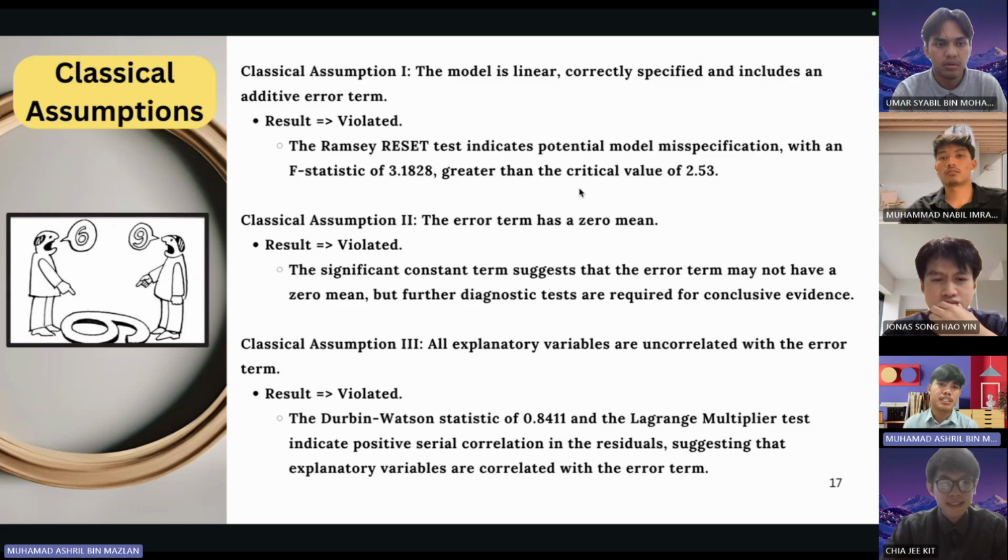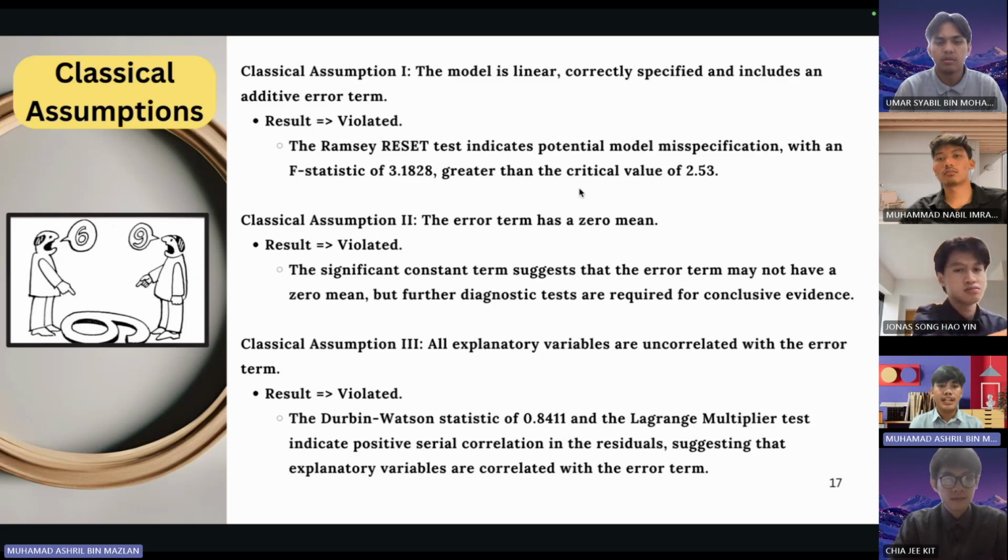For classical assumption 2, the error term has a zero mean. Our result is violated. The significant constant term suggests that the error term may not have a zero mean, but further diagnostic tests are required for conclusive evidence. To achieve a zero mean, we need a large sample, and we only have 58 samples, 58 data points. To achieve a zero mean error term, we need a bigger sample.